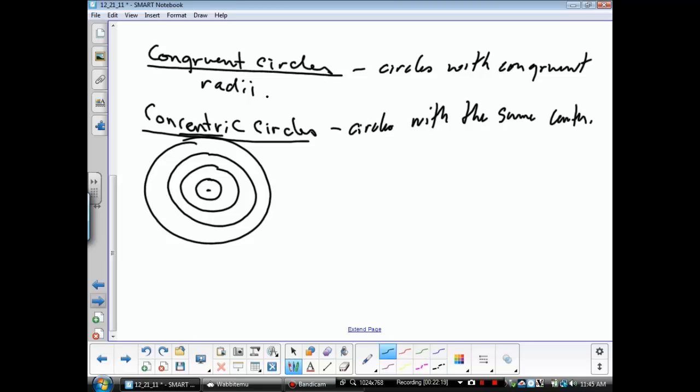Radii. And what's the bottom one? Circles with the same center, concentric, like center, concentric circles. Concentric spheres would be the same idea, spheres with the same center.